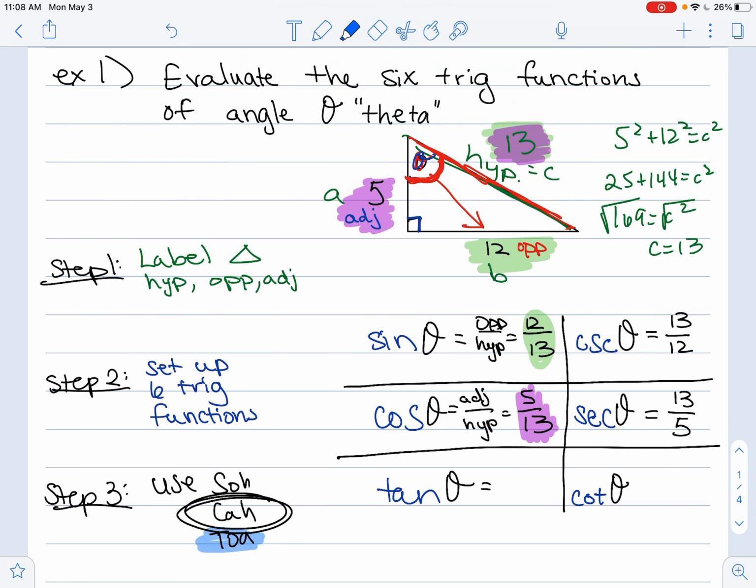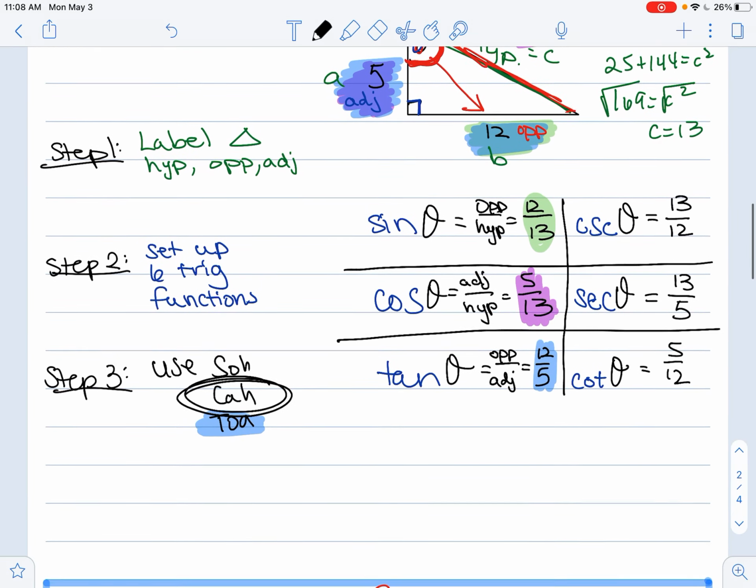And lastly, we have tangent, which is, right here, I'm going to put it in blue, O over A. So opposite over adjacent. So remember, the opposite side is right here, and the adjacent side is right here. So it's 12 over 5. And the cotangent is a reciprocal of the tangent. So we're going to take the reciprocal of 12 over 5, and it's 5 over 12. So it sounds like it was going to be crazy, but it's really, really not.